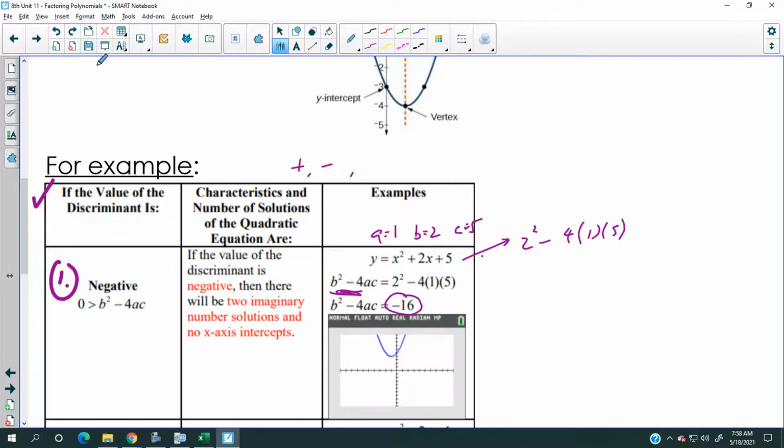I know it's a lot. You know what? I should write that down. So here are the possibilities. You can get 2 solutions. You can get 1 solution. You get no solution, 0 solutions, actually, to be more accurate.